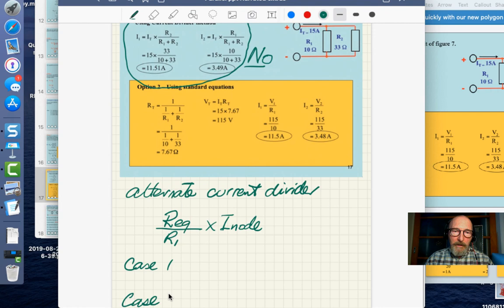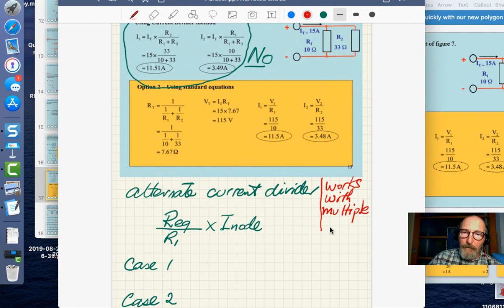Case two. And the beauty with this is, this works with multiple resistors. So I'm just going to put a line down there, and I'm going to say, works with multiple resistors, not just two. You're not limited with this. And it just makes more sense to use this. But you do need to work out REQ to use this. So that could be a little bit of a drawback. However, it's never given me a problem in the past, so this is what I would go to straight away.